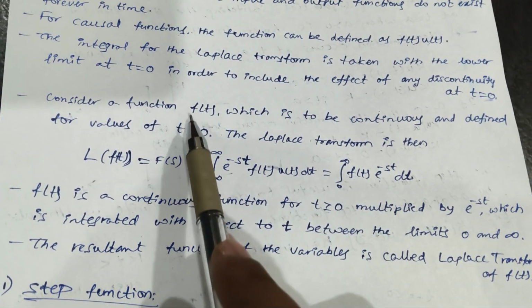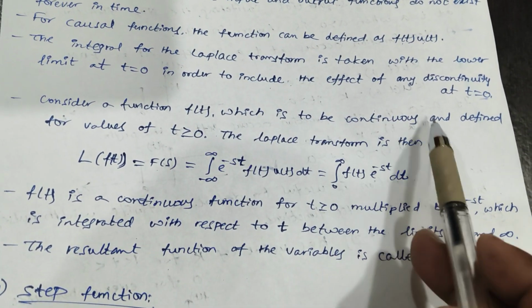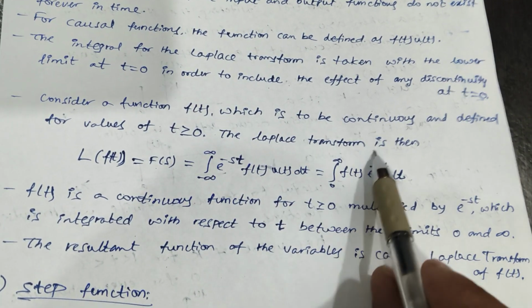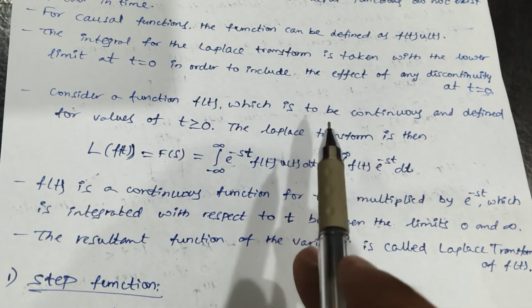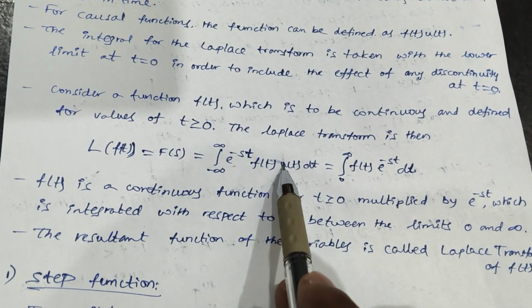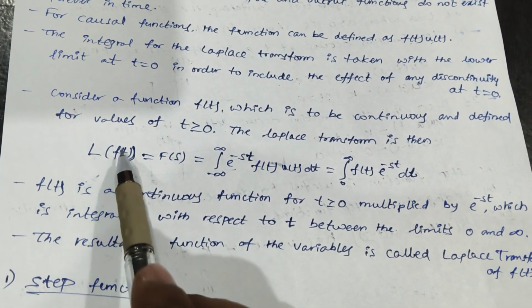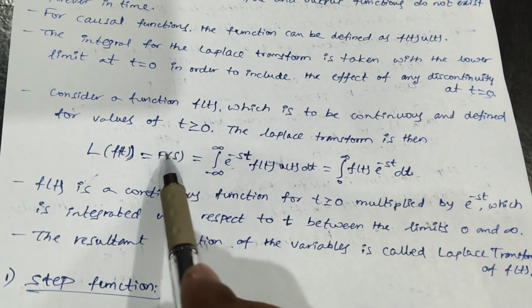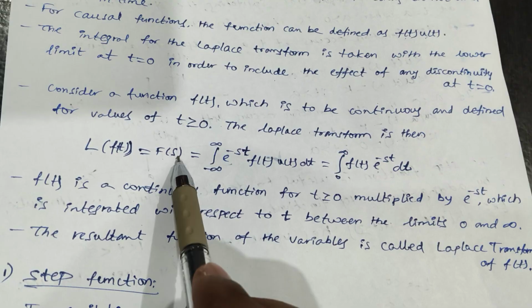So consider a function f of t which is continuous and defined for values of t greater than or equal to 0. The Laplace transform is then. So how can we find out the Laplace transform? If you know any function, how can we find out the Laplace transform? The Laplace transform of f of t, where f of t is a function in the time domain, will become a function in the S domain when you apply the Laplace transform.